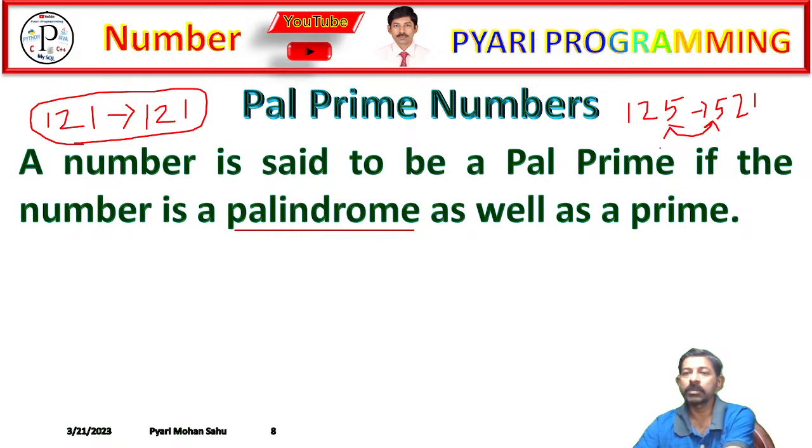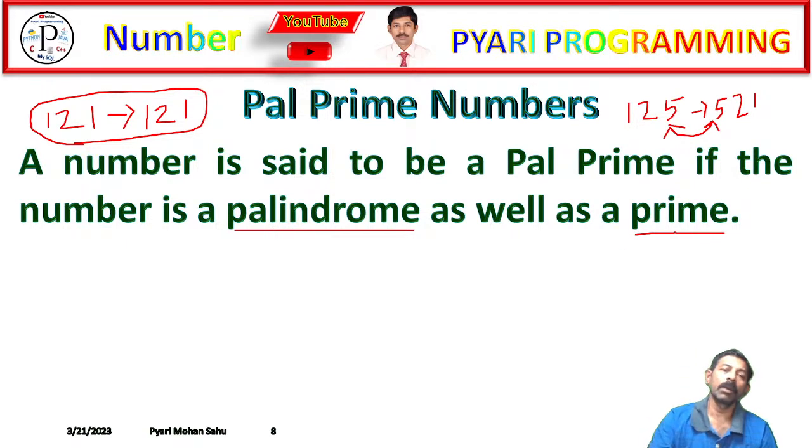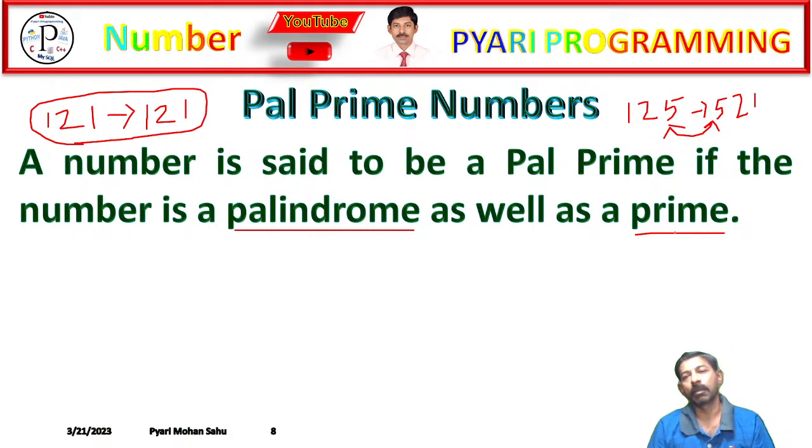Now आपको palindrome समझ में आ गया. अब चलते हैं prime number. If a number is divisible by 1 and itself only, then it is called a prime number. Otherwise it is called a composite number.